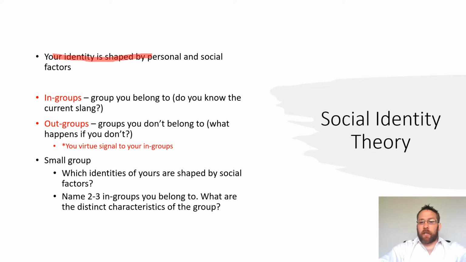All right, your identity is shaped by personal and social factors. So we create in-groups and out-groups. In-groups are groups that you belong to. Out-groups are groups that you don't belong to. Now, here's something that's very, very interesting with regard to in-groups and out-groups. We communicate in a way to constantly show what groups we're a part of, right? And to show people who are outside the group that they're not a part of our group, right?